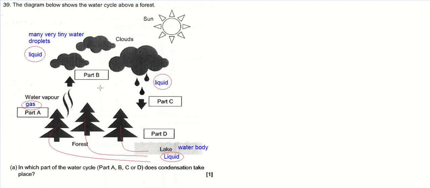So part A is evaporation, isn't it? I'm going to write it down in red. This is where evaporation takes place. Please learn the spelling for evaporation. It's a very important word, one you're going to use many, many times in the rest of your life. And then from gas to liquid, we know gas to liquid is condensation.